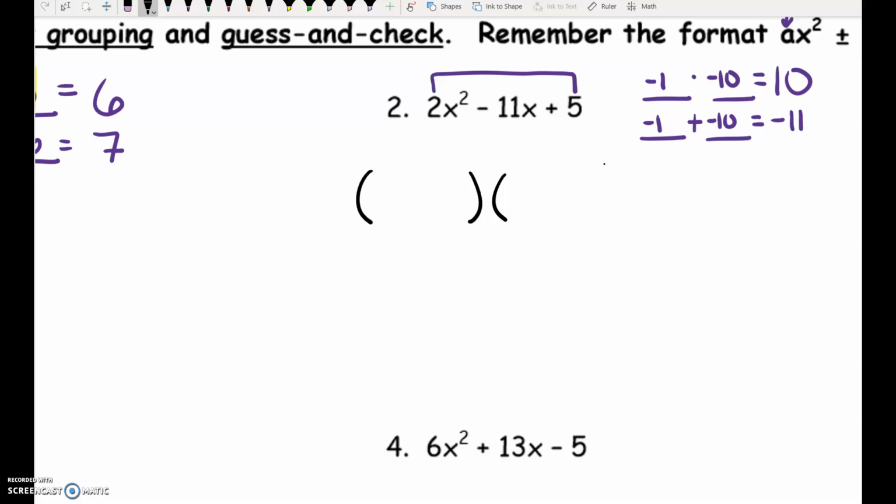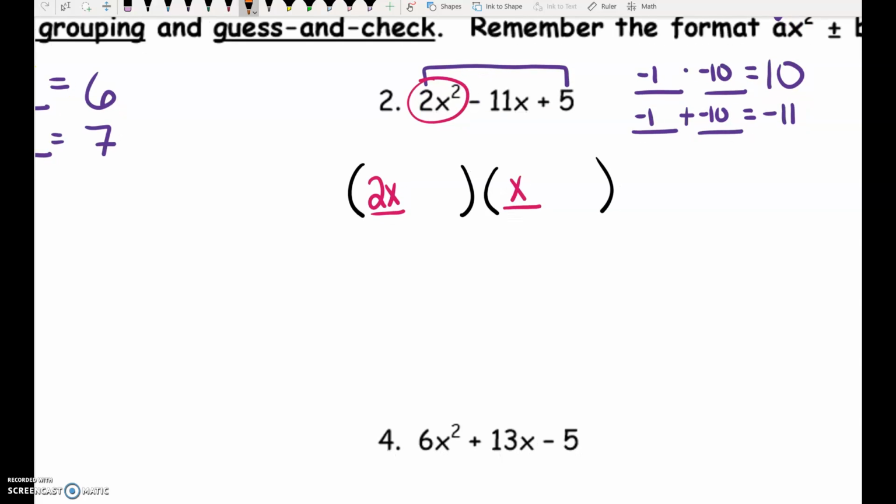Here's the framework for our final answer. The first two blanks need to give us 2x squared. So what do you think those blanks are going to be? 2x and x. 2x times x is 2x squared. The middle number is created by multiplying the outer numbers and the inner numbers. So 2x times something and something times x. That's where we're going to get the negative 1x and the negative 10x.